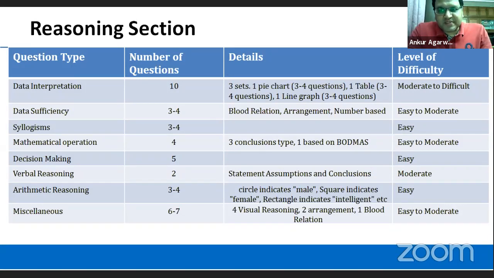Around 6 to 7 miscellaneous questions from topics related to arrangement, blood relation, and visual reasoning. Visual reasoning had 4 questions similar to yesterday. 3 questions students have reported to be on the easy side. One was on the slightly difficult side. One of the questions was also based on dice over here in the visual reasoning, right? So overall, reasoning appeared to be a moderate difficulty level section.